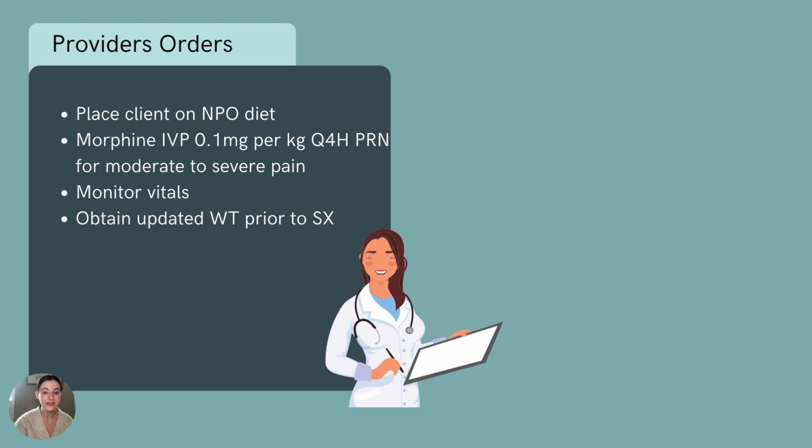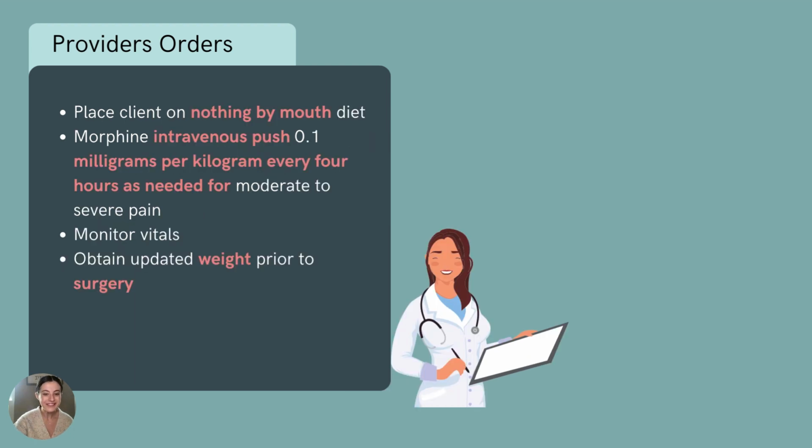Now let's walk through these provider notes together. Again, feel free to pause the slide and take a minute to think of what these abbreviations may stand for. All right, now let's see how you did. Place this client on nothing by mouth diet. Morphine intravenous push 0.1 milligrams per kilogram every 4 hours as needed for moderate to severe pain. Monitor vitals and then obtain updated weight prior to surgery.